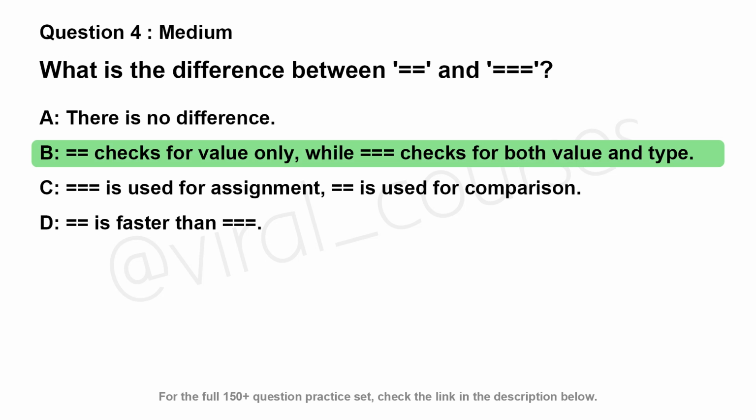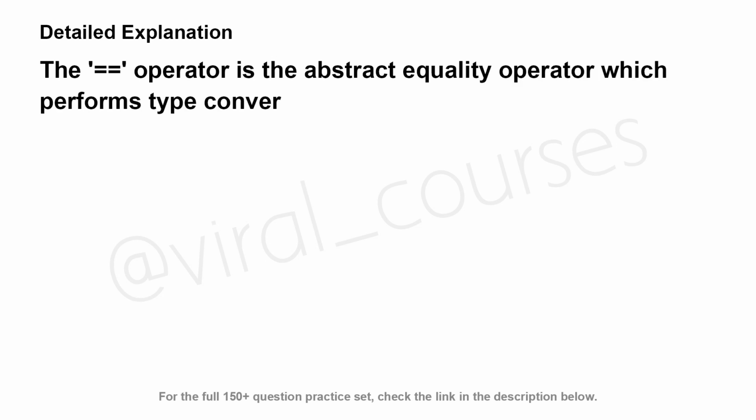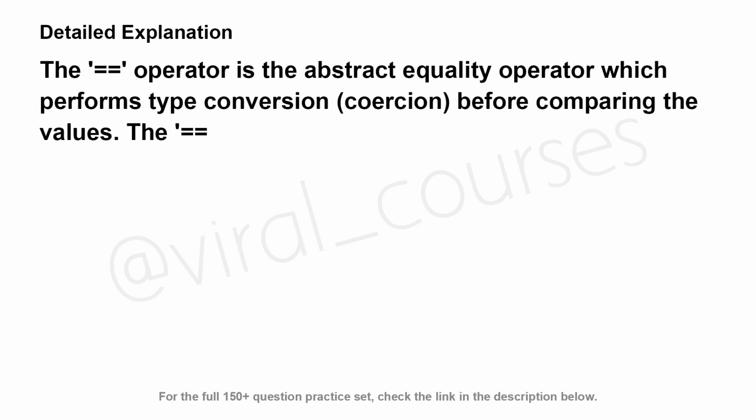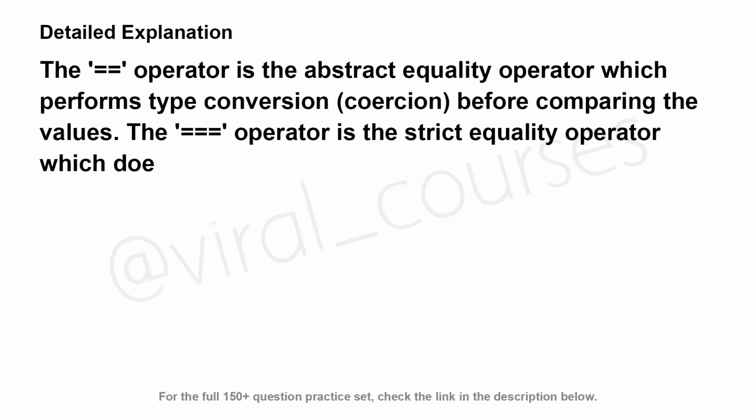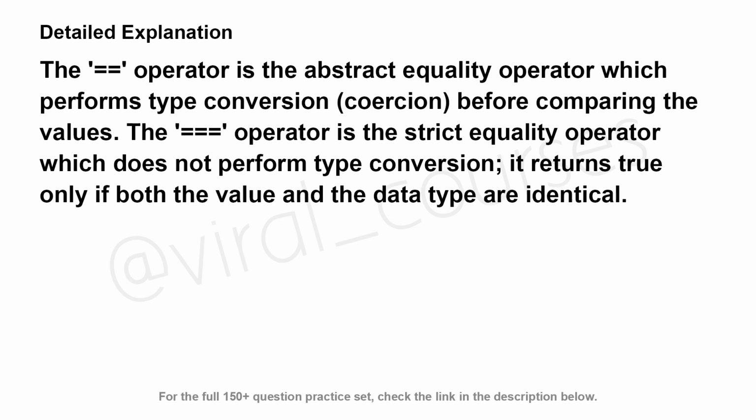The correct answer is B. The == operator is the abstract equality operator, which performs type conversion, coercion, before comparing the values. The === operator is the strict equality operator, which does not perform type conversion. It returns true only if both the value and the data type are identical.